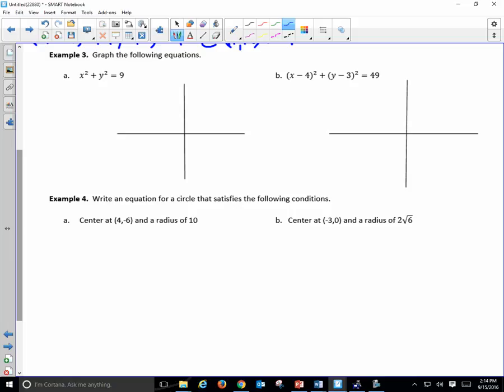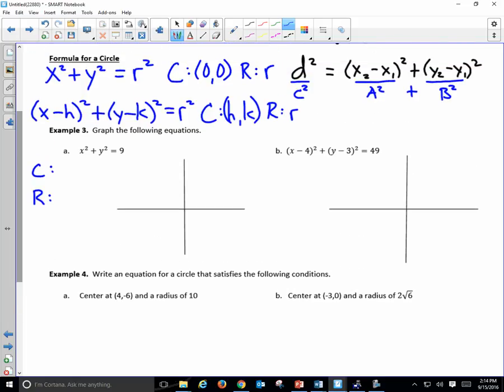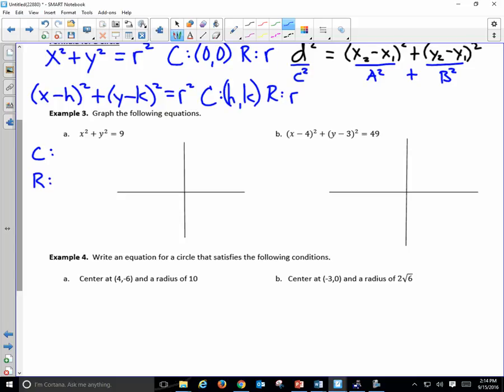It says graph the following equations. In order to do so, I want to identify two things. Number one, I want to identify the center, and number two, I want to identify the radius. Anybody look at that first one and tell me what the center is? We just listed it up above. Does it look like this one or that one? Top one or bottom one? Top one. So the center is 0, 0. So it starts right here.